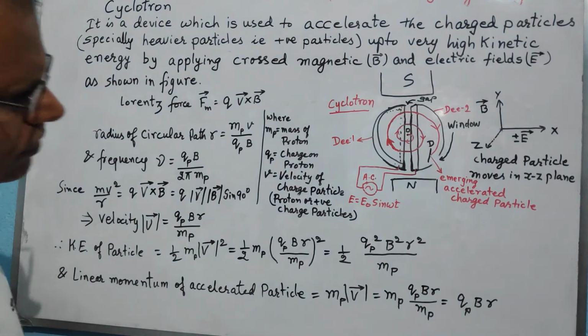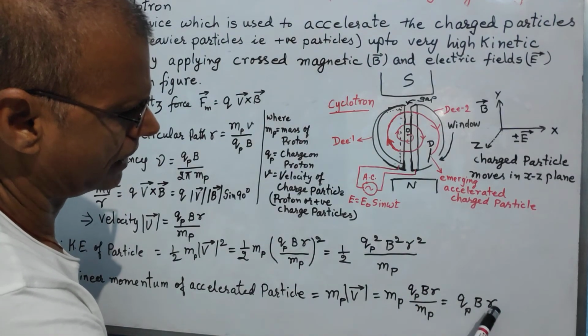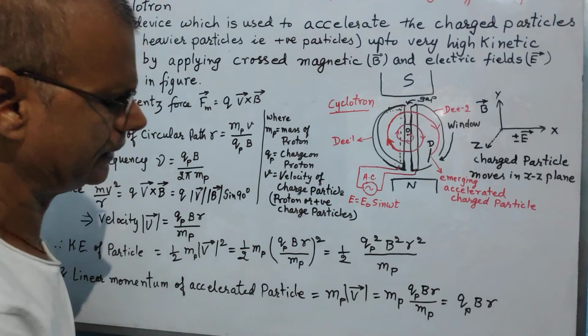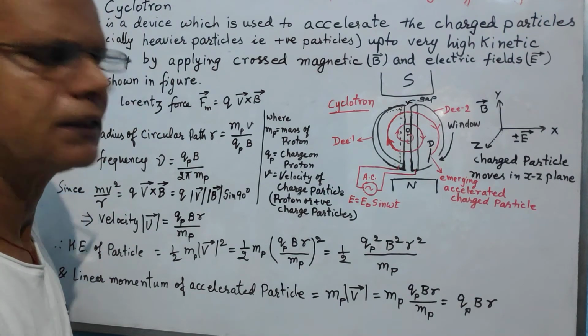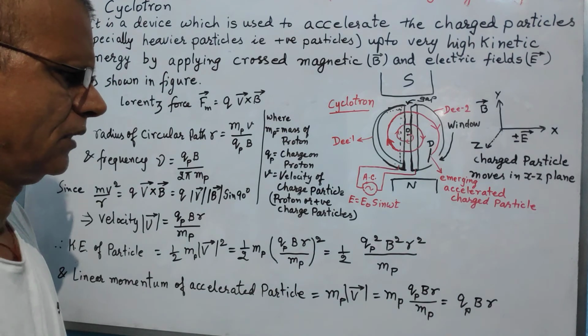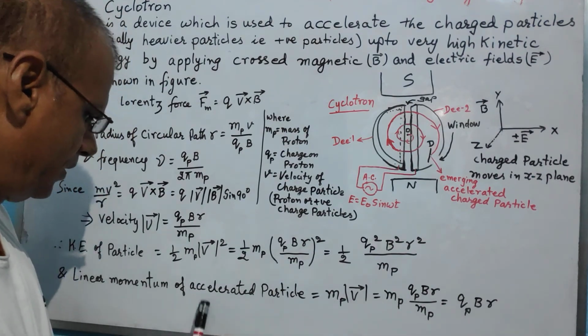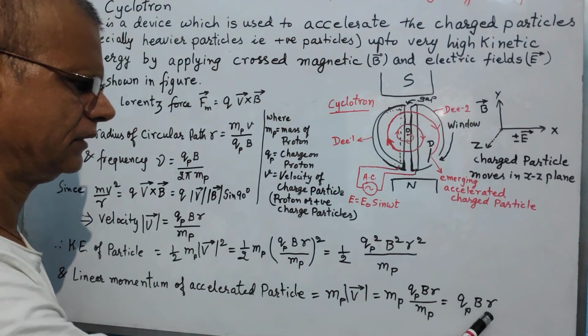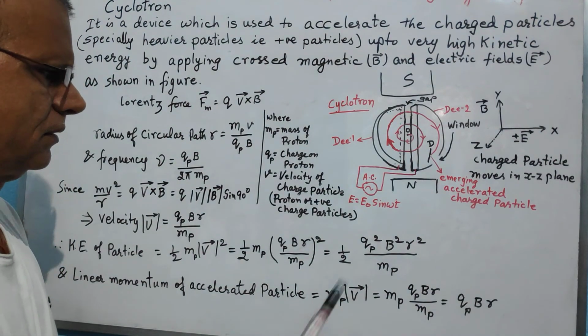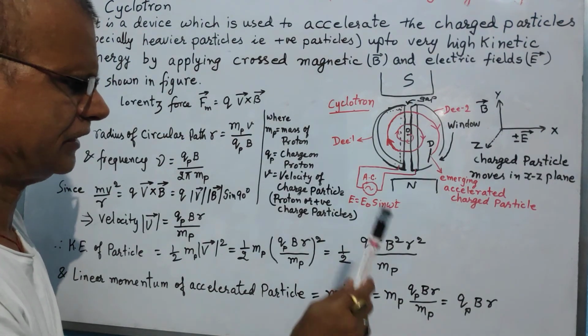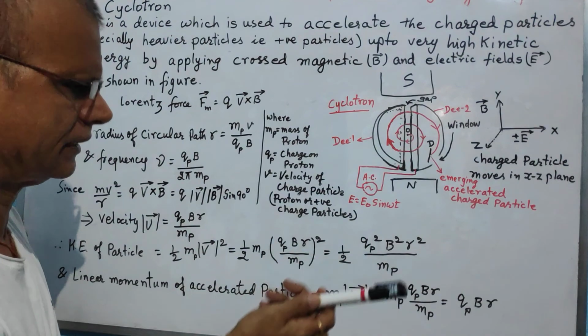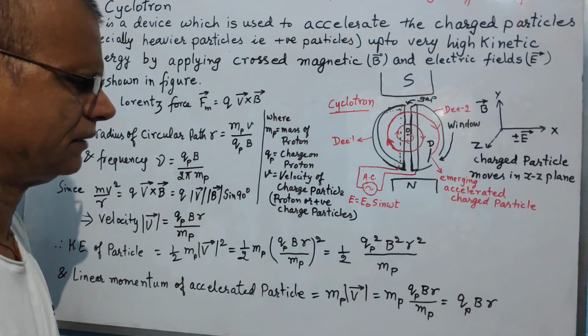So that means as the radius is made larger, the linear momentum will also be larger, because charge is fixed and the magnetic field we can have only up to a certain limited value.